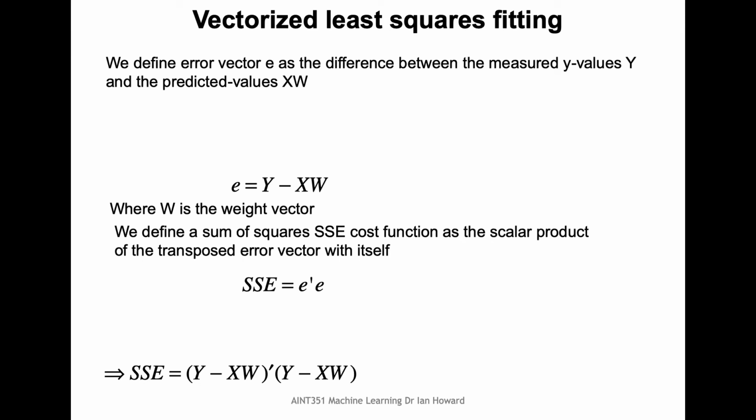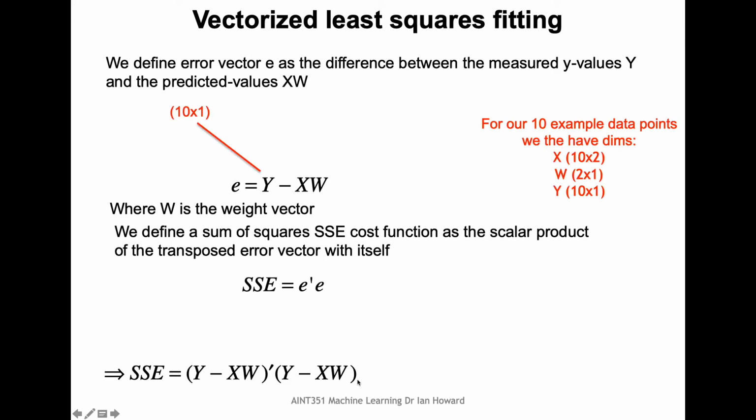So what this is going to do is multiply each element in the error vector with itself and then add them all together. So that's exactly what we want it to do. We want the sum of the squares. So we can expand this expression for the sum of squares, SSE, as E transpose E. Let's substitute in the error, so we've got (y minus xw) transpose times (y minus xw).